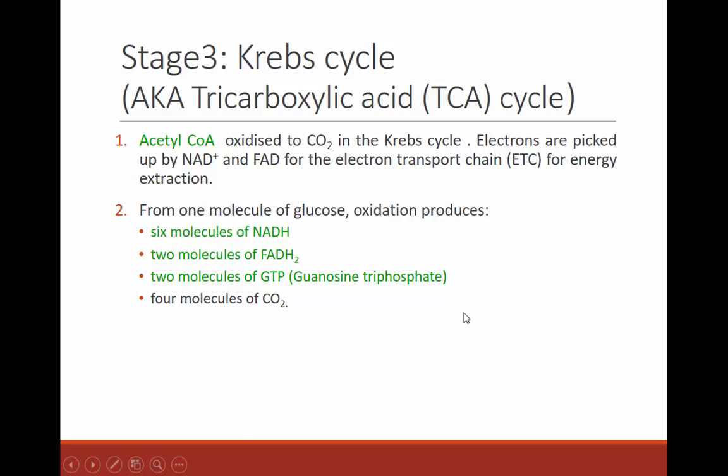Then we've got the Krebs cycle. This is the next part. So from the acetyl-CoA, you've got transfer of electrons, and from one molecule of glucose, the oxidation produces 6 molecules of NADH, 2 of FADH, 2 molecules of GTP. Now this is guanosine triphosphate, and you also get 4 molecules of CO2. So you can see where that CO2 is coming from that we get rid of in our respiration.